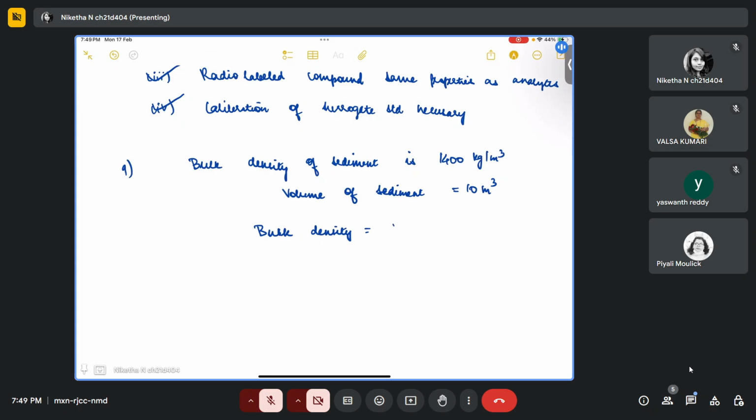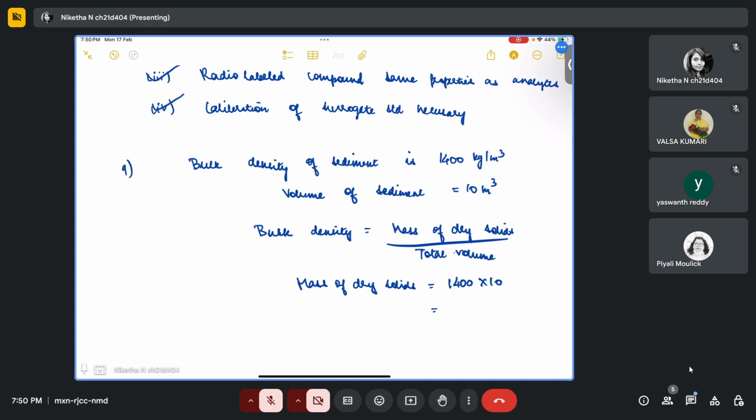So bulk density is the mass of dry solids by the total volume, which includes the volume of water also. So if they have given the bulk density, and they have given the total volume, which is 10, with this we can find out the mass of dry solids, which is equal to 1400 multiplied by 10.